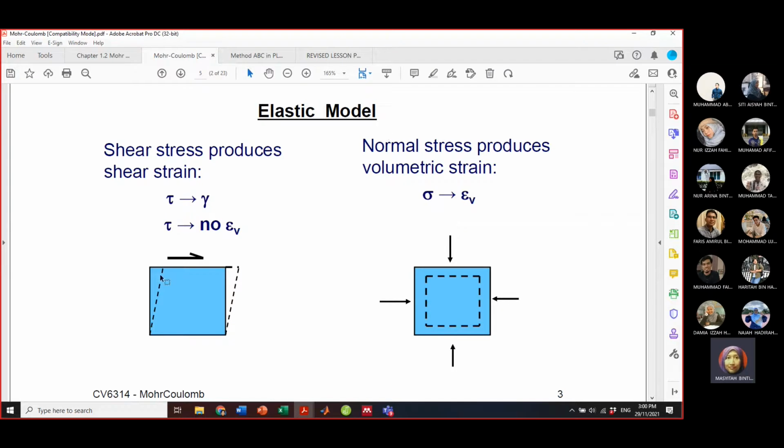So this is what exactly we have. Kalau you kenakan shear stress, you akan ada shear strain. Tapi you tak ada volumetric strain. Tapi kalau you kenakan normal stress, you ada tak volumetric strain? Volumetric strain, from here, you ada shear strain. Okay, from here you akan ada volumetric strain. You kenakan normal stresses confined from all directions, dia akan ada volumetric strain.